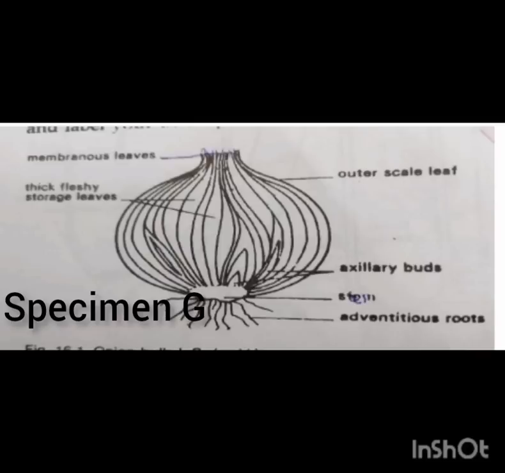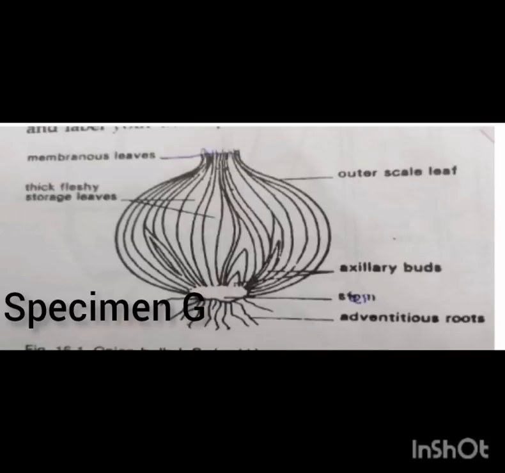Then the stem is reduced to a disc-like structure. Then there is the presence of leaf scale, and it has adventitious roots. Then terminal and auxiliary buds are present. Then it is a biennial crop, which means they grow and mature in 2 years. Then it propagates laterally.